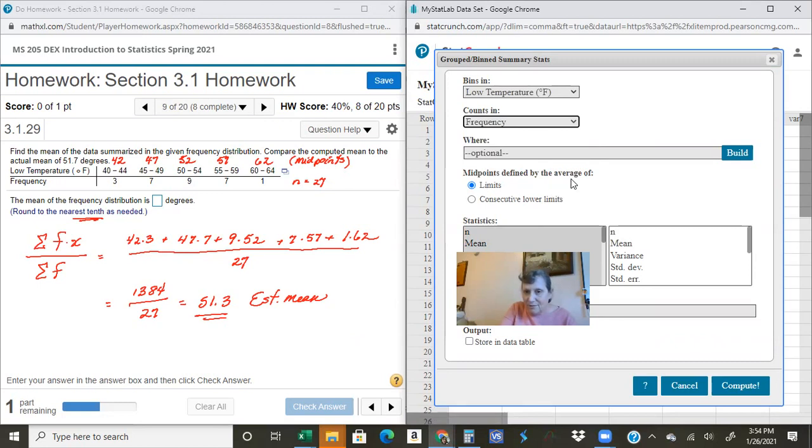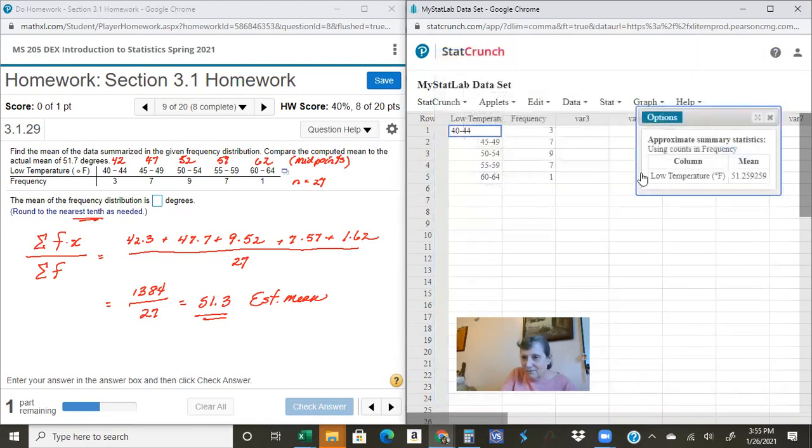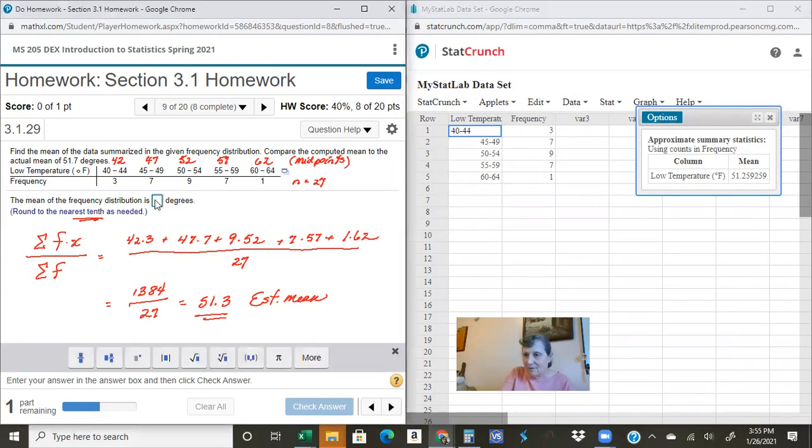The midpoint is defined by the average of the limits. You could also do it by consecutive lower limits, but to get the same thing I got here, we're going to have to average the upper and lower limit. So it's done by the limits. Again, I want to pick out what I want to have here. So the only thing I need here is the mean. Compute. They got precisely the same thing I got on my calculator, just much faster. So it's going to be 51.3.